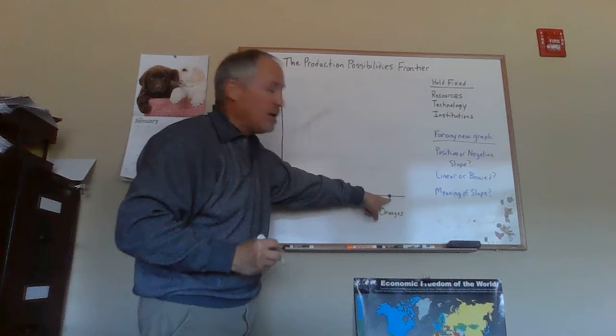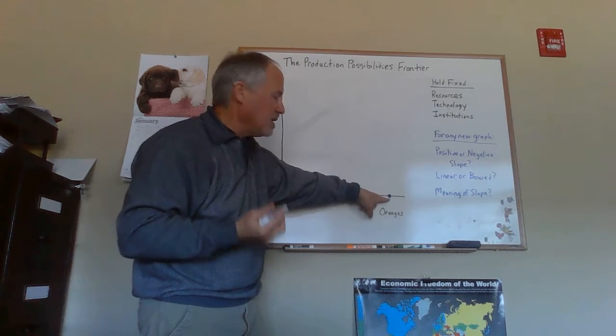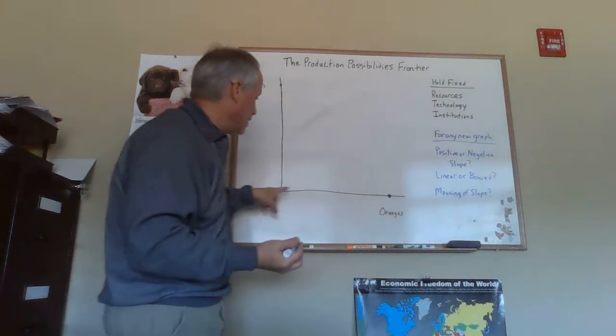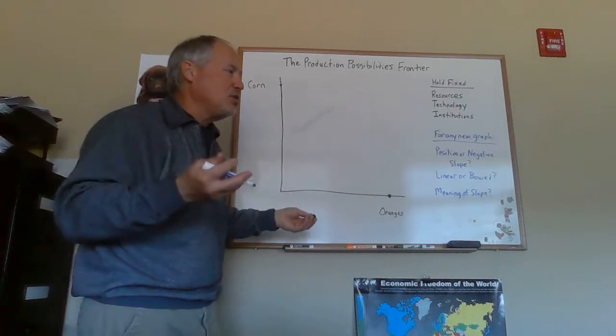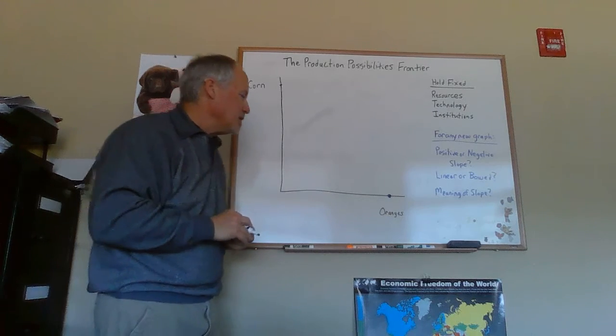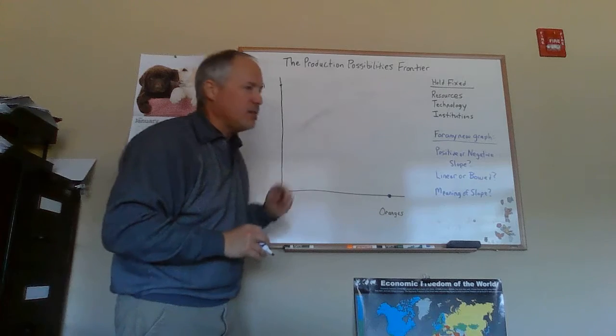There'll be some number here, and we'll graph that number, whatever it happens to be, on the x-axis. And it's going to be on the x-axis because we said you can't have any corn when you put all the resources into growing oranges. So we have 2 points on the production possibilities frontier.